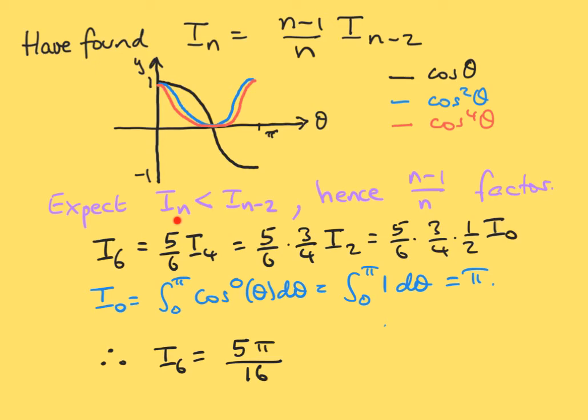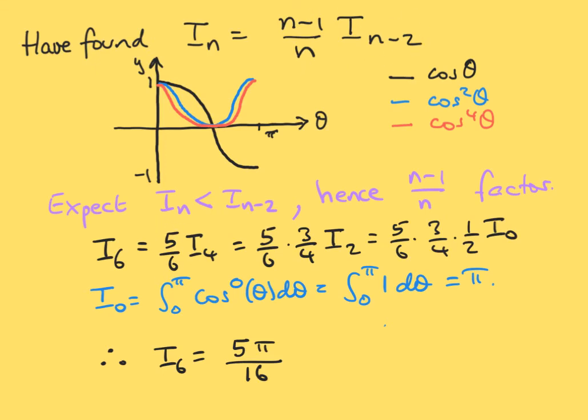Okay, so now we have a little bit more of an understanding of why a factor like this is needed for this integral. So let's now calculate the integral I6. So we go back to this formula, n is equal to 6, so I6 is equal to 6 minus 1, 5 over 6 times I of 6 minus 2, I4. And now we write I4 again, using this formula with n is 4. So don't forget the 5/6 multiplying it.